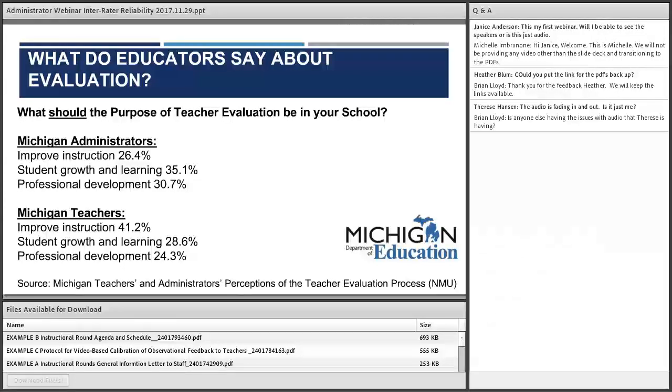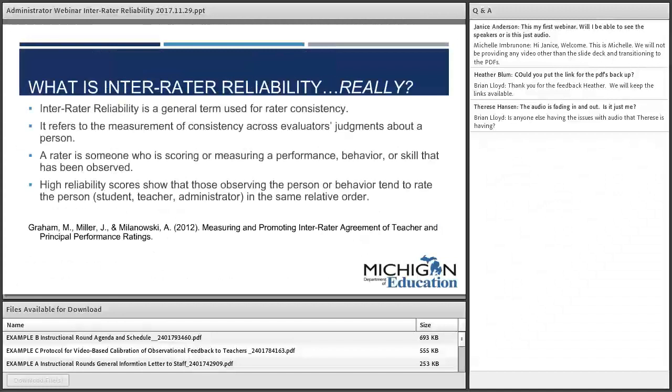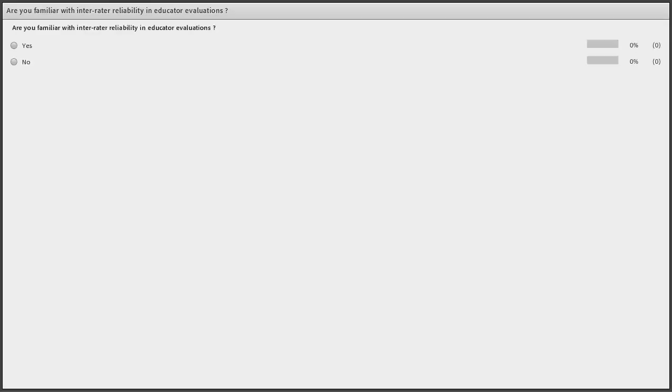So we're going to jump over to another poll question here, and Michelle's going to introduce that to you. Good morning, everyone. What I'd like you to do at this time is to please take a moment to enter a brief response into the chat pod. Are you familiar with inter-rater reliability in the current framework that you are using for educator evaluation? And I'll give you just a few minutes to go ahead and answer.